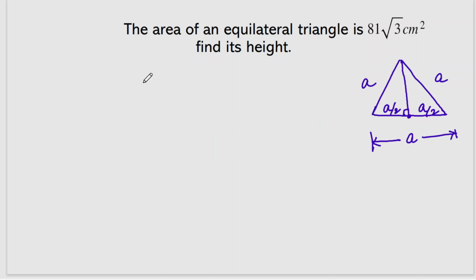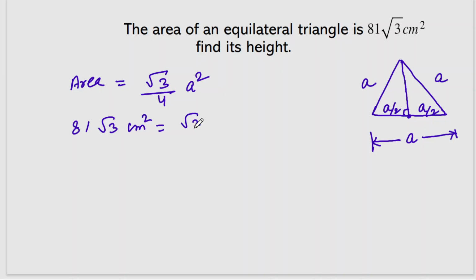Now let us write. The area of an equilateral triangle is root 3 by 4 a square. So what is the area given as? The area is given as 81 root 3 centimeter square, equal to root 3 by 4 a square. Now root 3 and root 3 will get cancelled out. So a square equals 81 into 4 centimeter square.